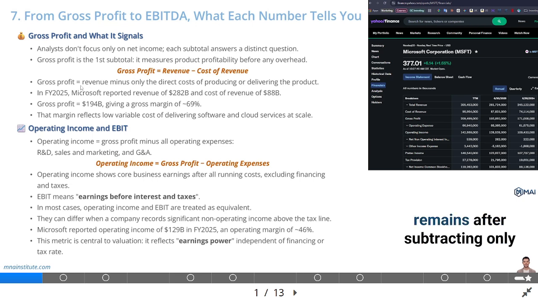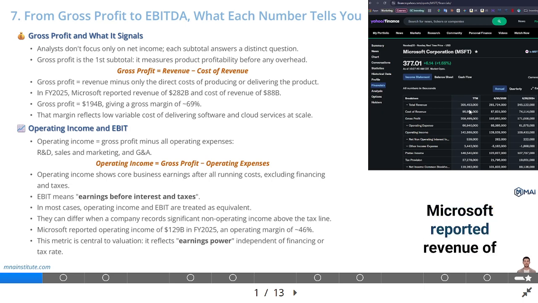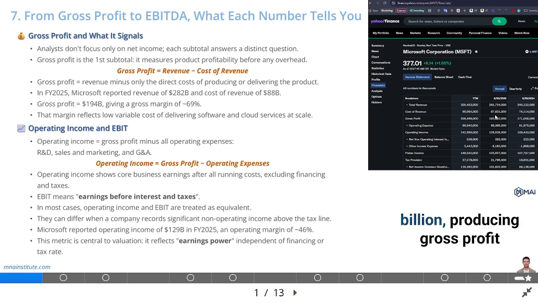Gross profit is what remains after subtracting only the direct costs of producing or delivering the product. In fiscal year 2025, Microsoft reported revenue of $282 billion and cost of revenue of $88 billion, producing gross profit of $194 billion and a gross margin of approximately 69%. That margin reflects the relatively low variable cost of delivering software and cloud services at scale.